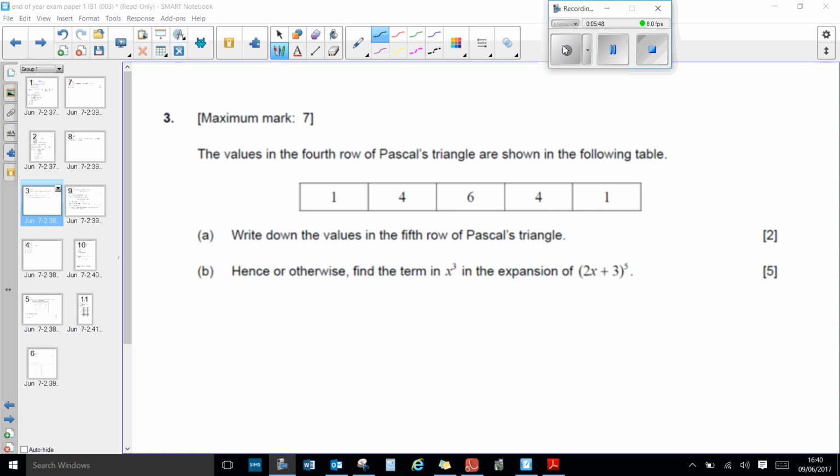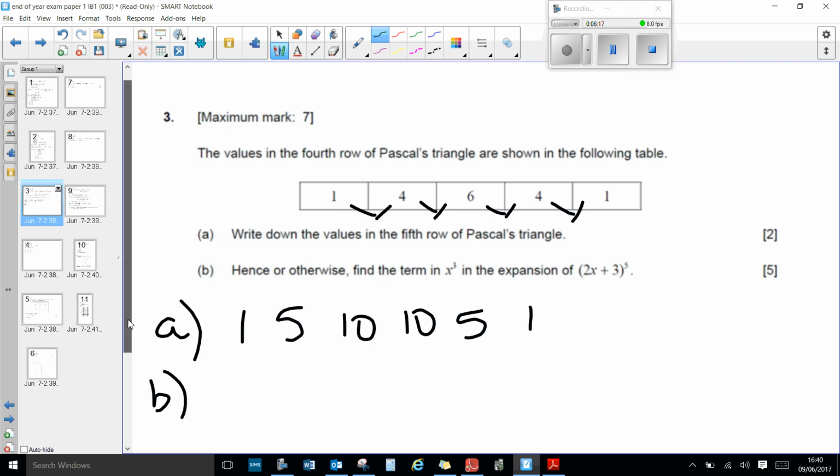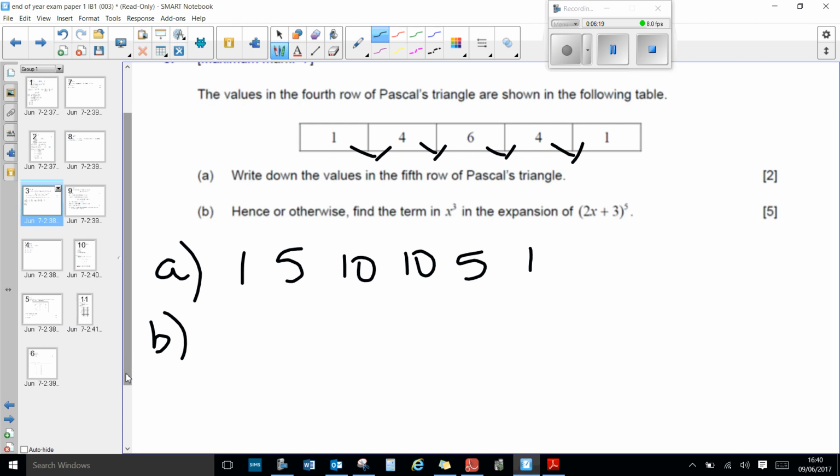On to question 3. So they've given us the fourth row of Pascal's triangle. If we want the fifth row, remember the first number is always going to be 1, and then we add these values up. So it's 5, 10, 10, 5, and 1. That should be a straightforward 2 marks. Part B. Hence or otherwise find the term in x cubed in the expansion of 2x plus 3 all to the power of 5.